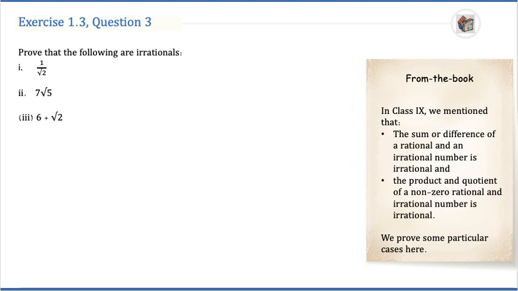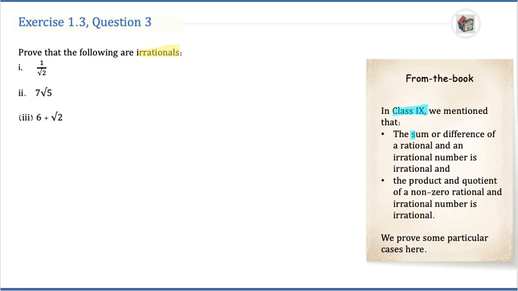Exercise 1.3, question 3. Prove that the following are irrationals. Now here you have three parts. This is very similar to question number 2 that we did. Just watch that solution and you will be able to solve all of these on your own. Now in question number 2 we proved it, and here also we have to prove it, but we already saw these things in class 9.